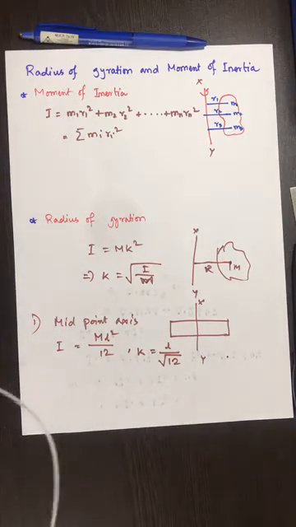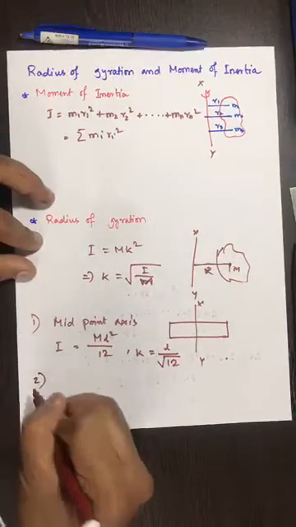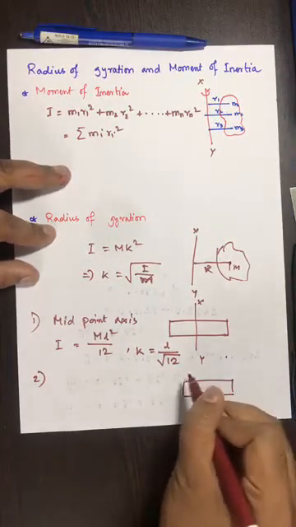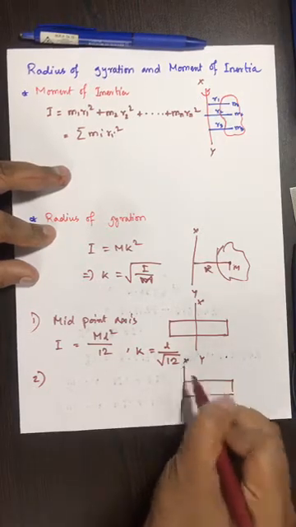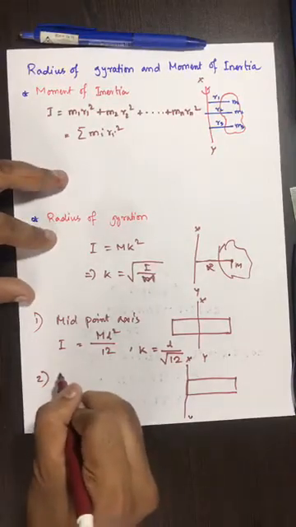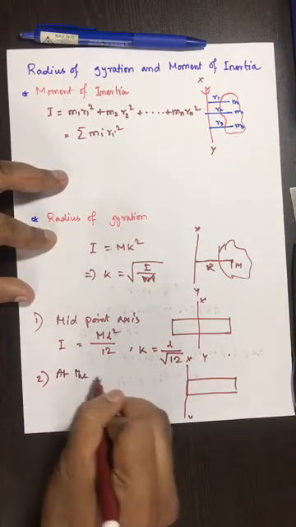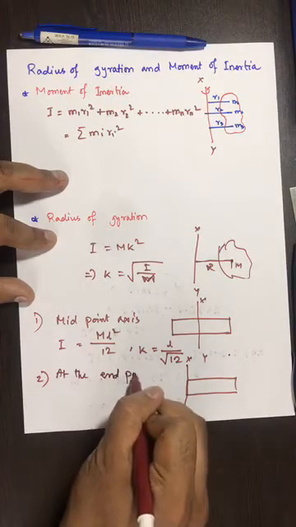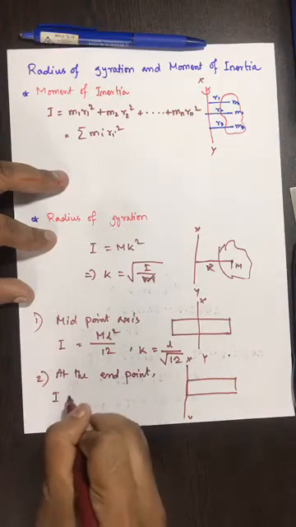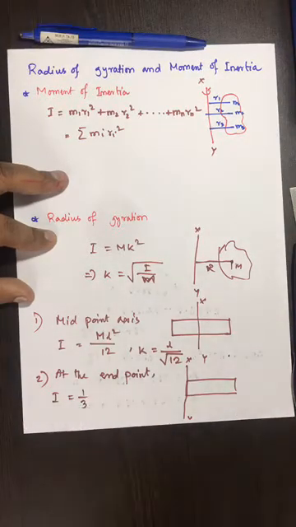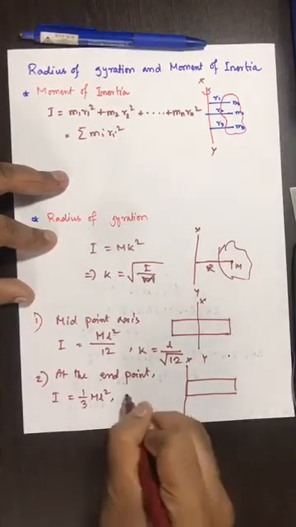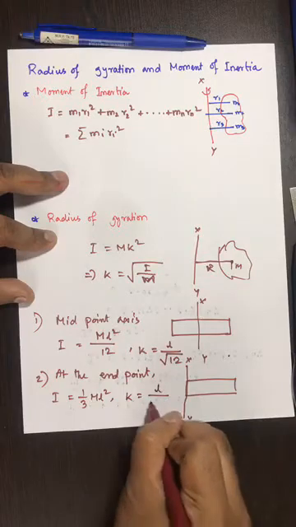In another point, number 2, if the axis is at the end of the shaft, at the end of the shaft, then it's at the end point. So I equal to, we can write it down, 1/3 ML square, and k equal to L by root 3.